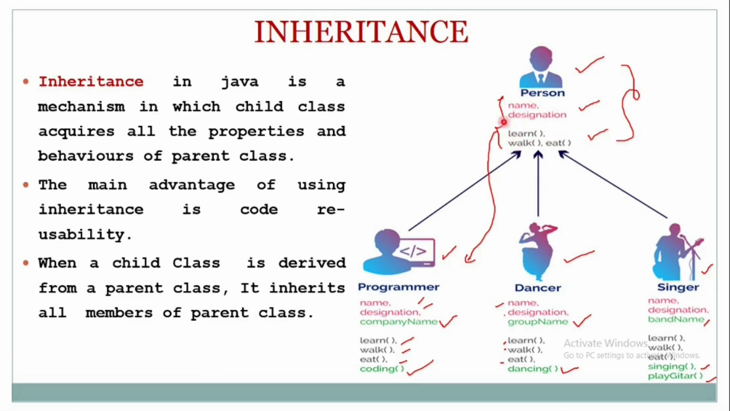As you can see, all the members of the parent class are inherited by the child class. I need not explicitly define them in the child class. So this is the main advantage of inheritance, that is code reusability. I can reuse the code again in the child class.